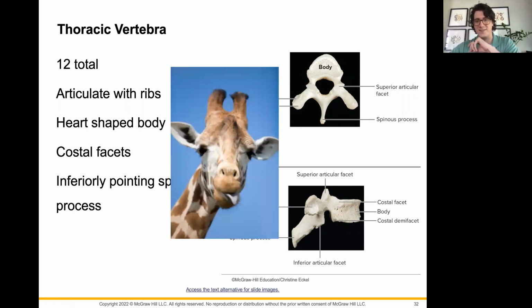I think these look like giraffes. Long pointy schnoz, check. Adorable ears poking out to the side, check. Super cute little tiny horns on top, also check. Okay, so your giraffe is going to be your thoracic vertebrae.